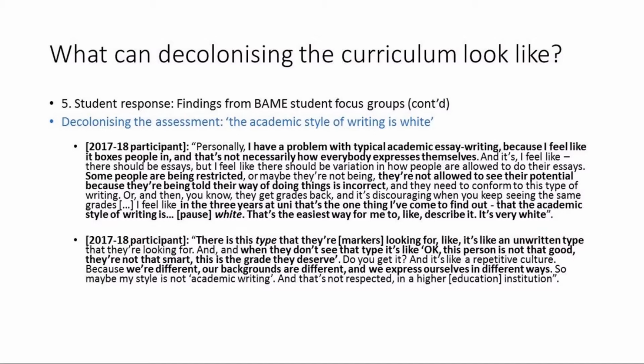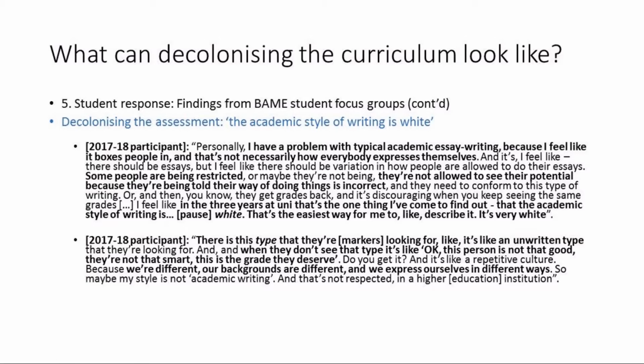I think the most powerful comment for me came from a student from that same cohort, and while some of the issues here might have been partially addressed by the efforts that I've made so far, these are the really big challenges. One student said that they have a problem with typical academic essay writing because it boxes people in, and that's not necessarily how everyone expresses themselves. They're not allowed to see their potential because they're being told their ways of doing things are incorrect. And she says, in the 3 years at uni, that's the one thing I've come to find out, that the academic style of writing is white. That's the easiest way for me to describe it.